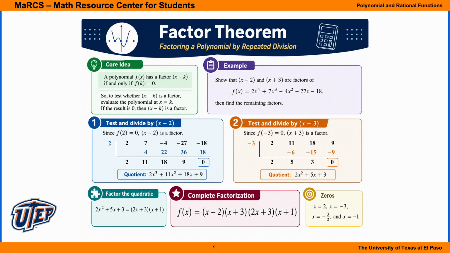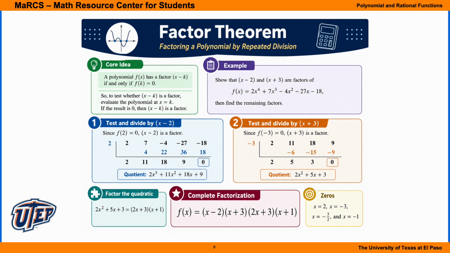The first step is bring down the a, which is 2. Now we multiply k times a, so 2 times 2 is 4. So 7 plus 4 will be 11. Now 11 times 2 gives us 22. Now negative 4 plus 22 gives us 18. Now 18 times 2 will give us 36.